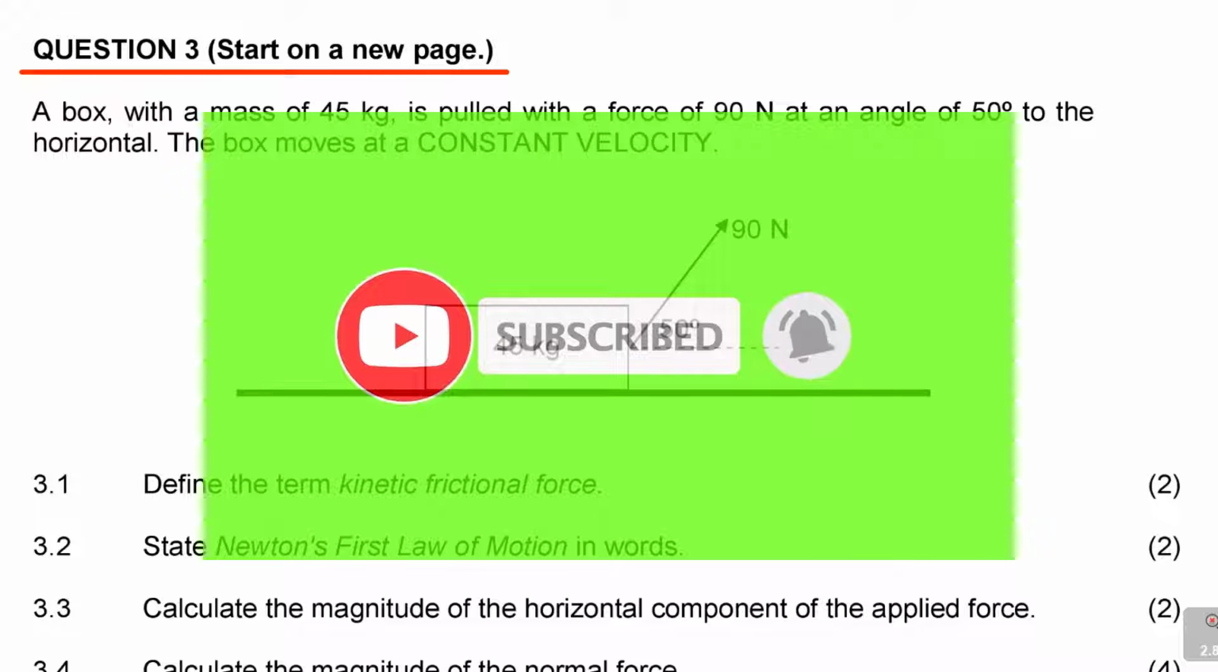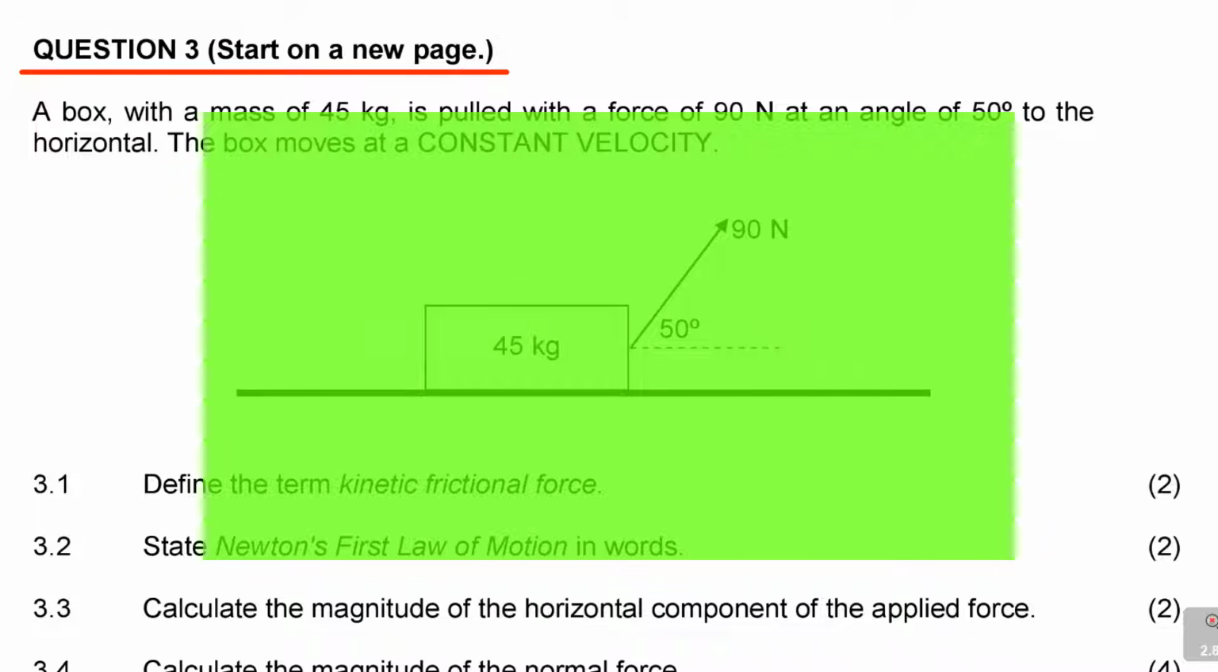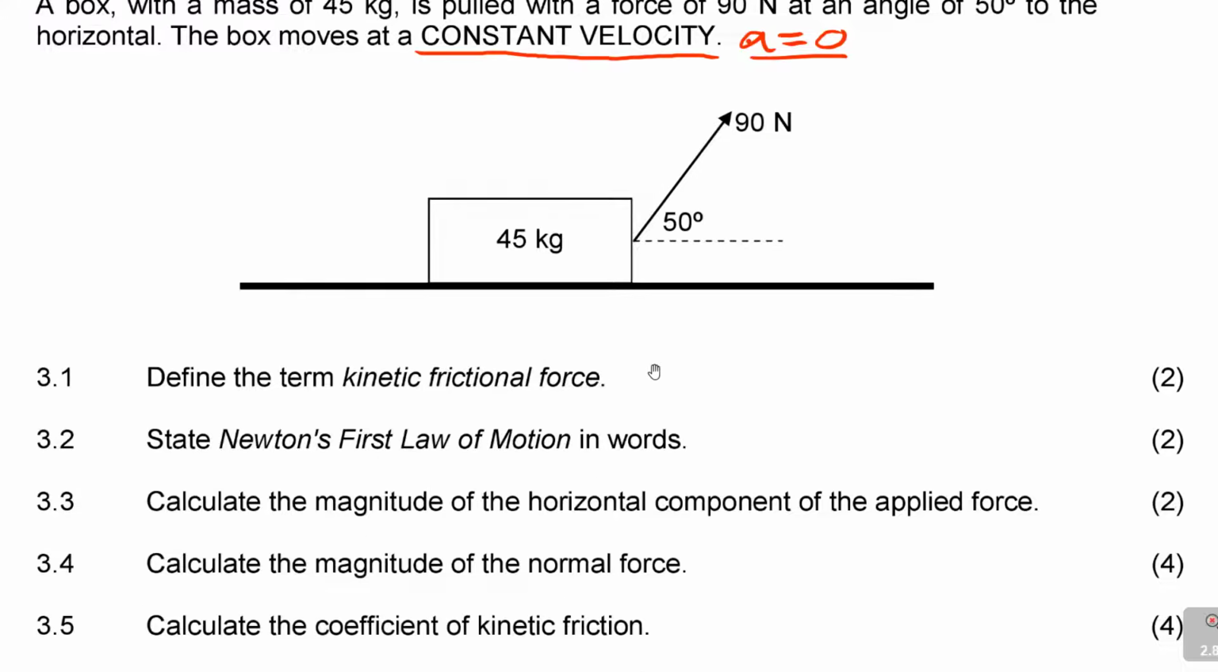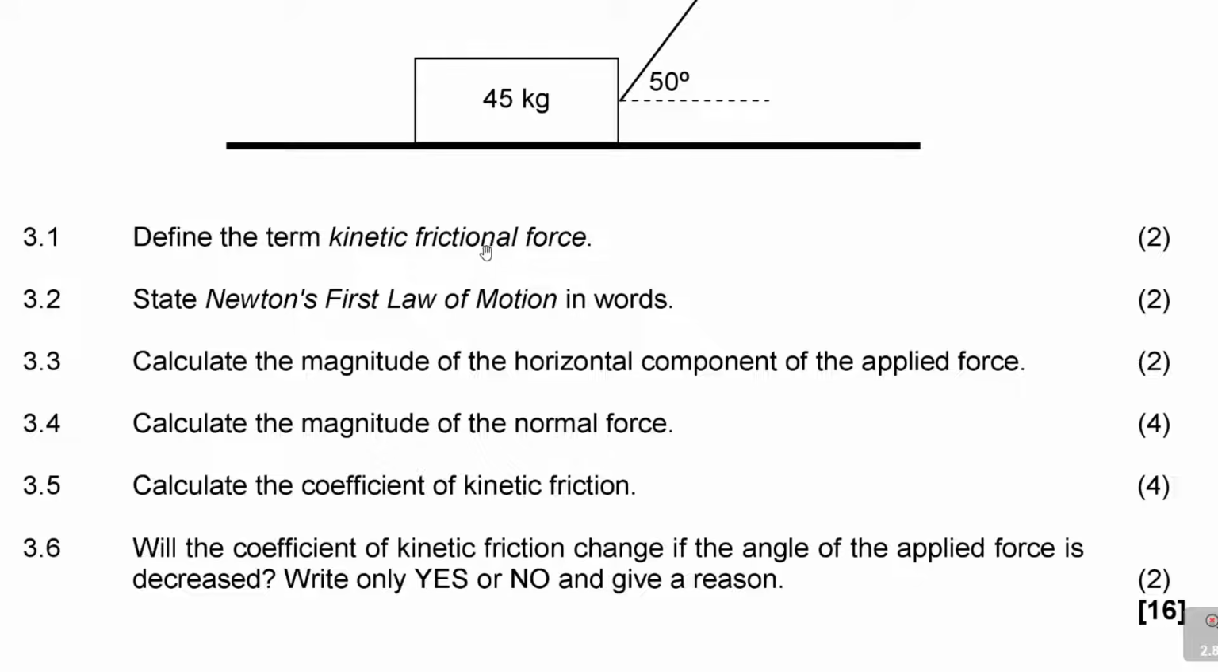A box with a mass of 45 kg is pulled with a force of 90 newtons at an angle of 50 degrees to the horizontal. The box moves at a constant velocity. When you see that constant velocity, don't forget acceleration there is equal to 0. So that's why they are putting that in capital letters, because they want you to understand there is no acceleration in that. Now define the term kinetic frictional force.